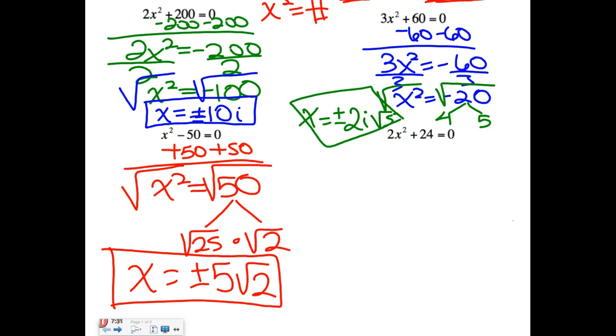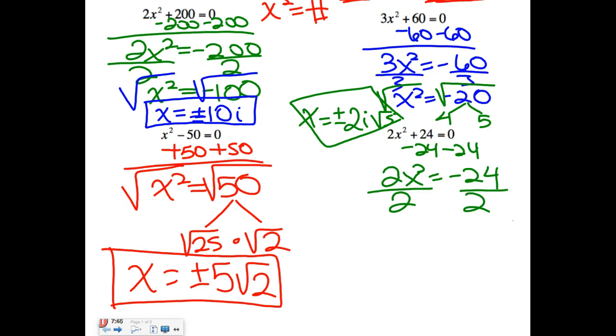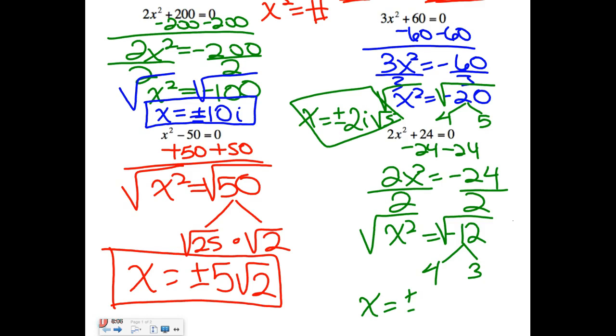Okay. All right, our last one like this. I'm going to subtract the 24. I'm going to divide by 2. I have x squared equals negative 12. I'm going to square root both sides. This time I do have a negative. I also have a non-perfect square, so I have to split it between 4 and 3. Again, making sure you write it in proper notation. So I'm going to have x equals positive negative, the square root of 4 is 2. There's a negative, so I got to have an i, and the square root of 3.